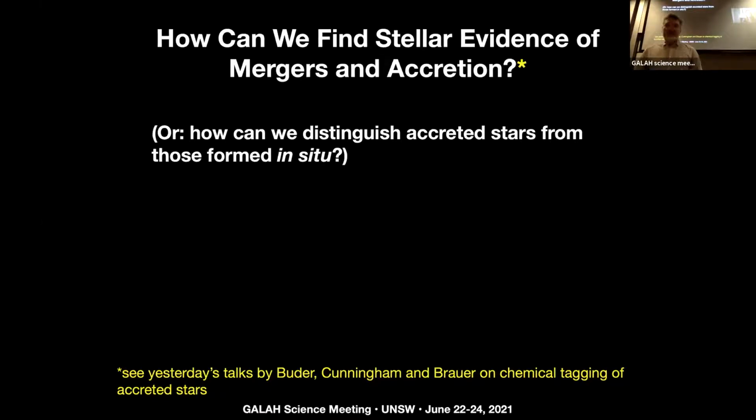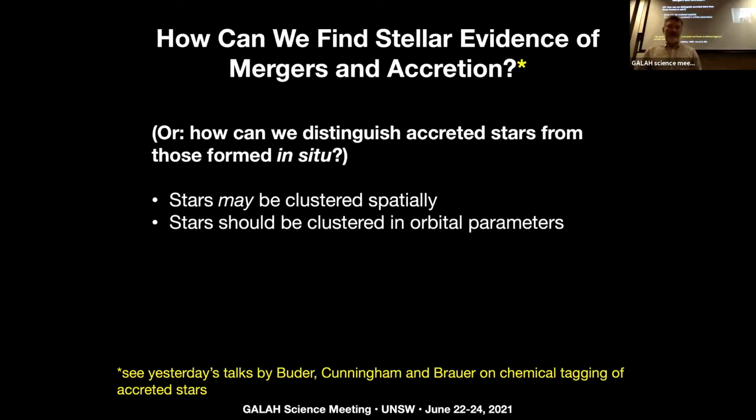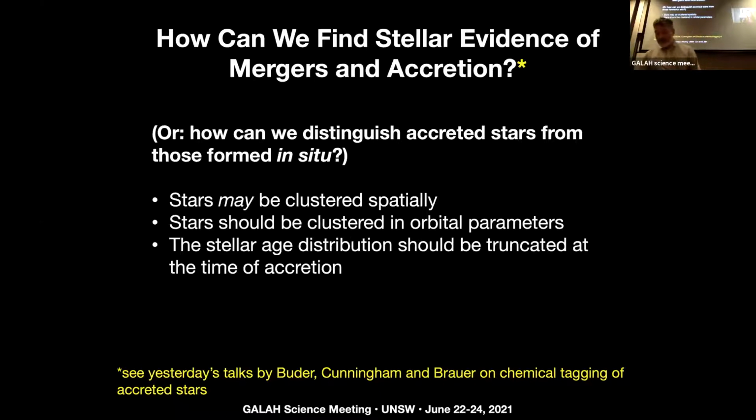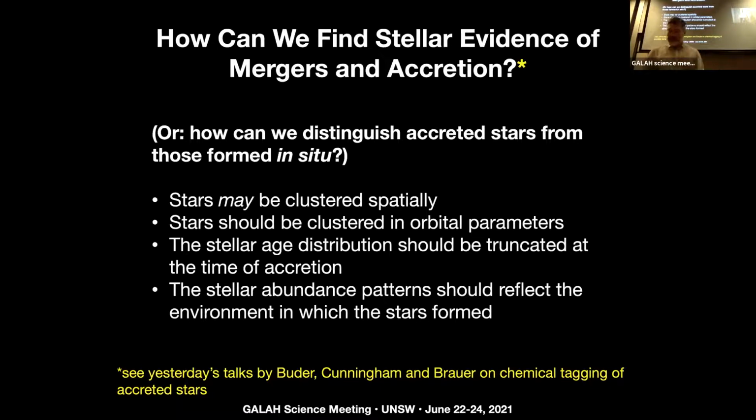So stars may be clustered spatially. They should be clustered in orbital parameters. Stellar age distribution should be truncated at the time of accretion. We don't expect accreted objects to continue forming stars once the Milky Way is gobbling them up. And the stellar abundance pattern should tell us something about the environment in which the stars formed.